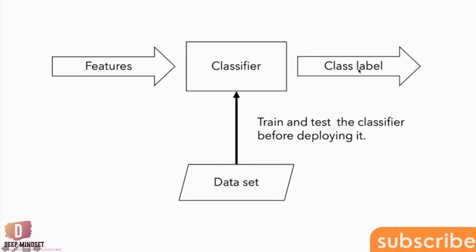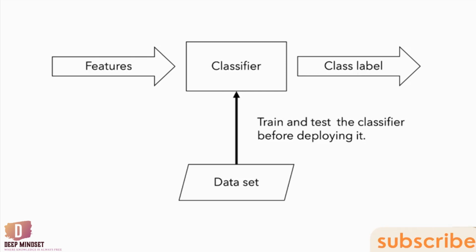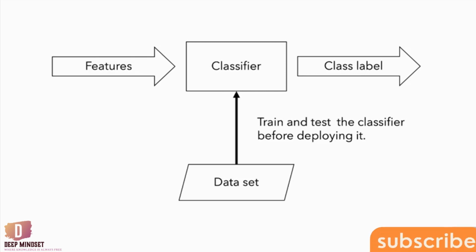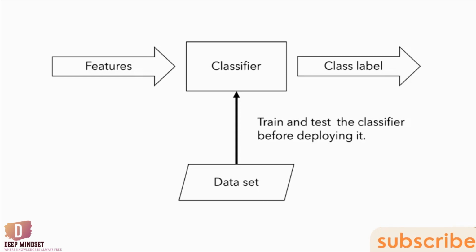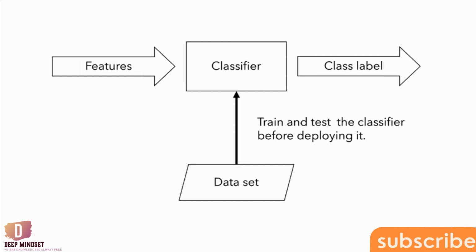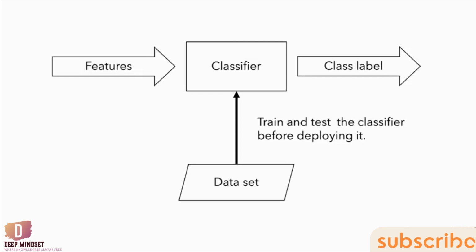So there are three main steps. One is training, to try to figure out how to distinguish between the different classes. Then a phase of test, and once it's all working well, that's the expectation, then you can deploy it.